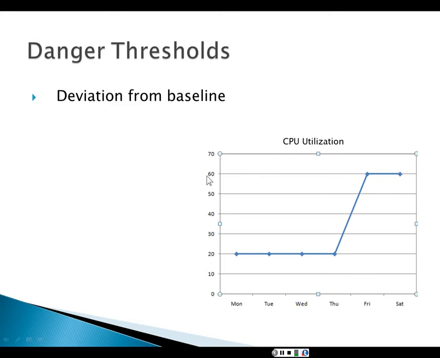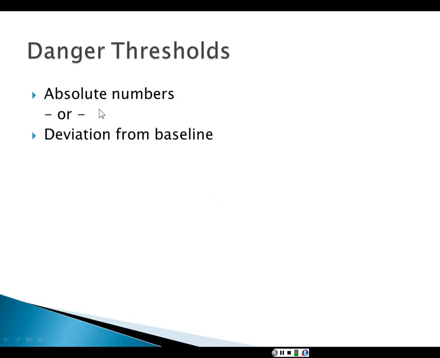It's not an absolute number because 85% is the absolute number. But if we see that there is significant deviation from the baseline, that implies that something is wrong. A danger threshold can be measured as an absolute number, such as 85%, or as a deviation from the baseline. And this concludes our section on performance.